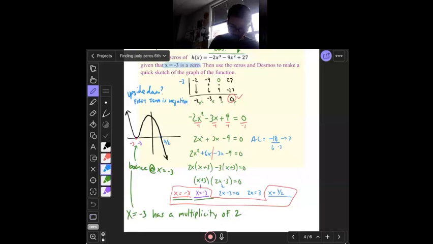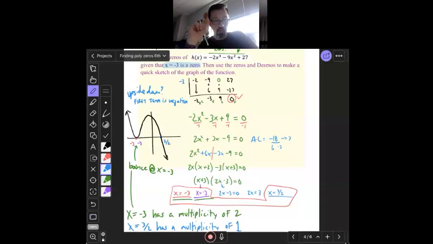In that same way, x equals 3 halves has a multiplicity of, well, how many times did 3 halves show up as an answer? Once. So it has a multiplicity of 1. So if I'm asking you to tell me about the multiplicity of a zero, all I'm asking you to tell me is how many times does it show up as a zero? -3 showed up twice, so its multiplicity was 2. 3 halves showed up once, so its multiplicity is 1. Okay? That's it for how you tell from the answers what the multiplicity is.